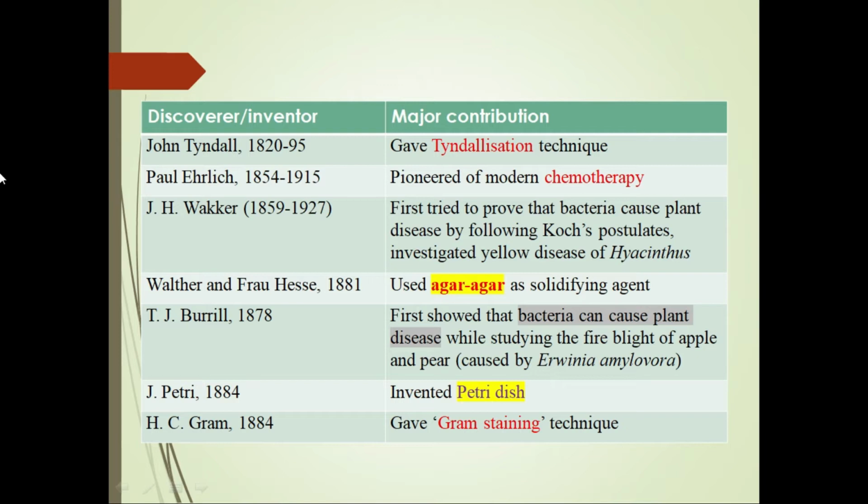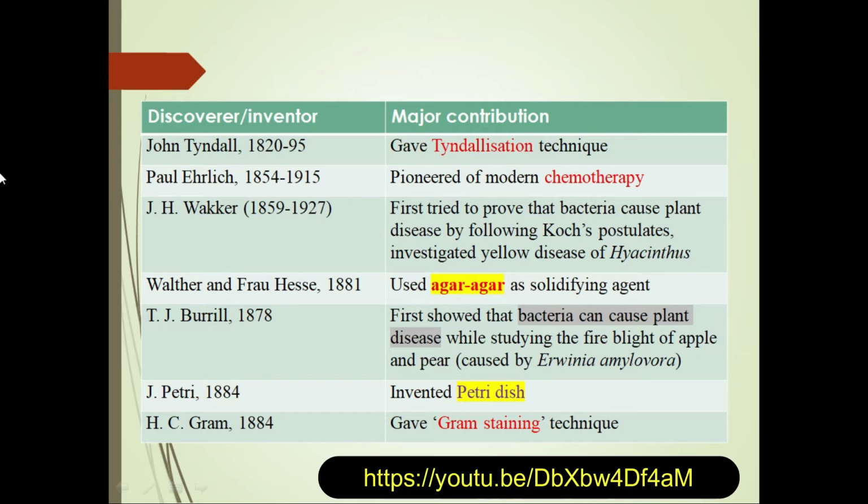Some important discoveries or inventions have been mentioned here in the form of a table. Tyndallization. We know that tyndallization is a technique of killing microorganisms to sterilize substances like soil. If you want to sterilize some soil, then you have to follow tyndallization technique. It's a repeated heating and cooling technique. Tyndallization is a method of sterilization. So this technique was devised by John Tyndall. Now all the methods of sterilization in plant pathology have been again discussed in another YouTube video in my channel. You can go through that video to know more about methods of sterilization.